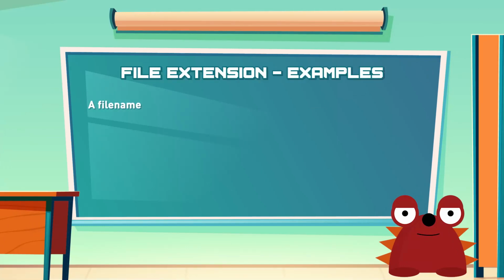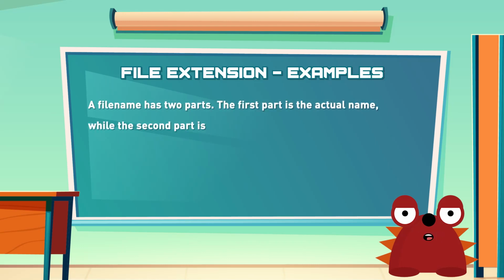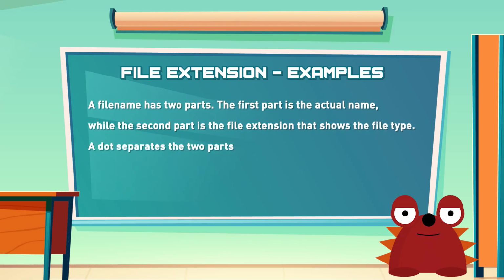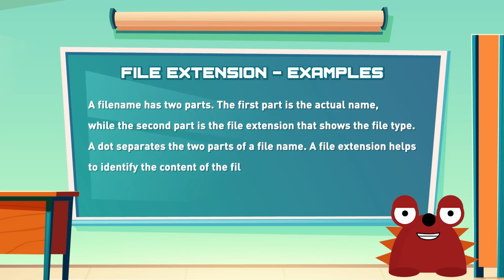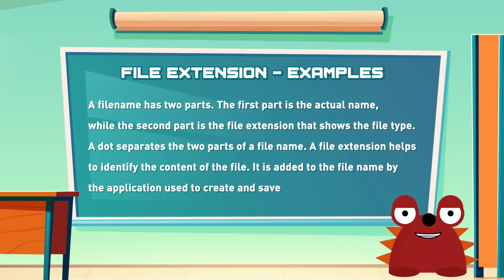A file name has two parts. The first part is the actual name, while the second part is the file extension that shows the file type. A dot separates the two parts of a file name. A file extension helps to identify the content of the file. It is added to the file name by the application used to create and save the file.